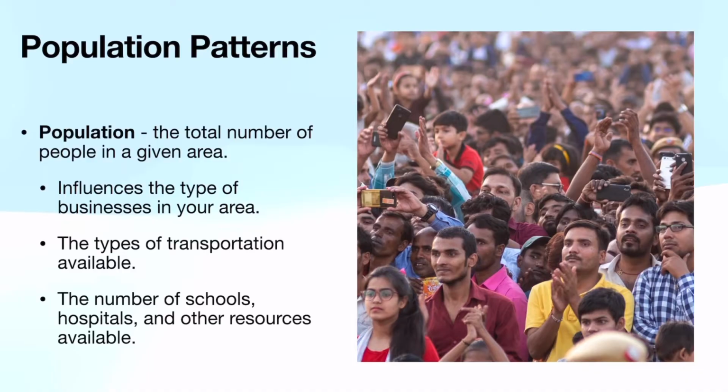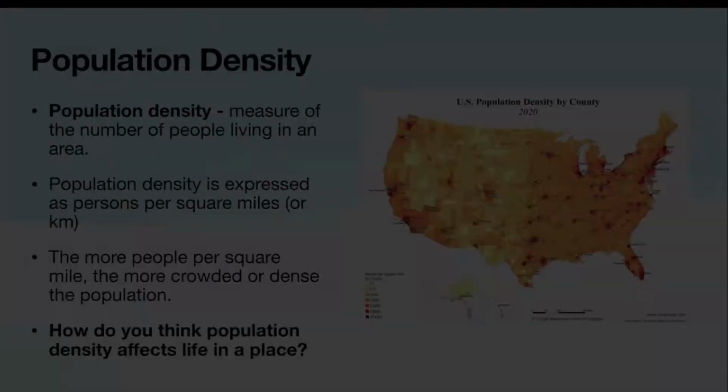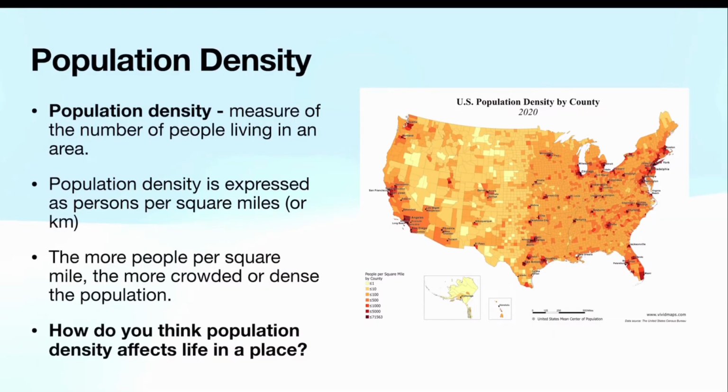Geographers who study human populations are interested in patterns that emerge over time. They study how many people live in an area, why people live where they do, and how populations change over time. Population density measures the number of people living in an area. It is expressed as persons per square mile or square kilometer. The more people who live per square mile, the more crowded or dense it is.